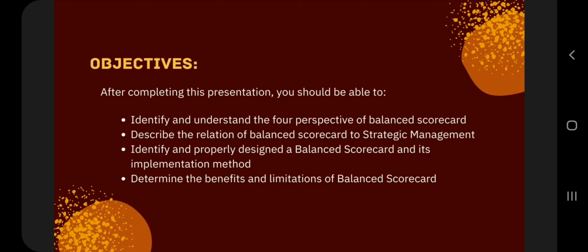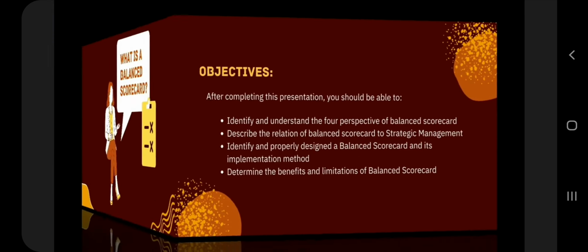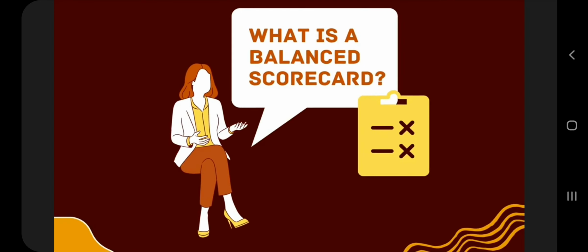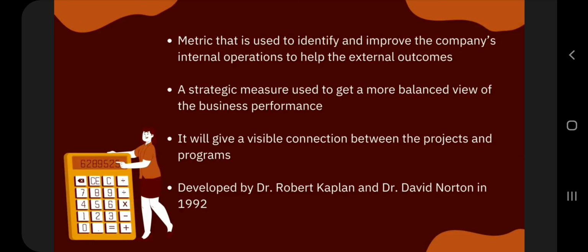To start with our first topic, let us know the basic concepts of a balanced scorecard. What is a balanced scorecard? It is a metric that is used to identify and improve the company's internal operations to help the external outcomes. A balanced scorecard is a strategic measure that is used to get a more balanced view of the business performance. Using this will give a more visible connection between the projects and programs that people are working on.